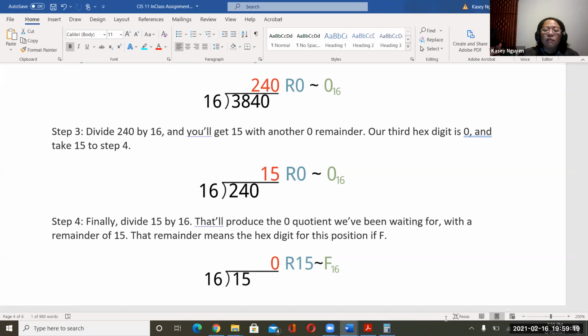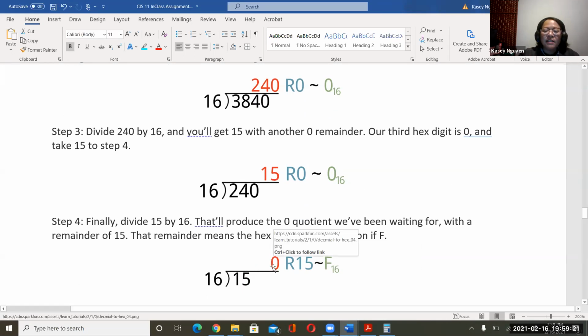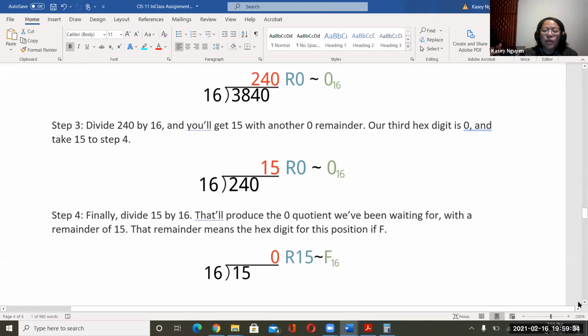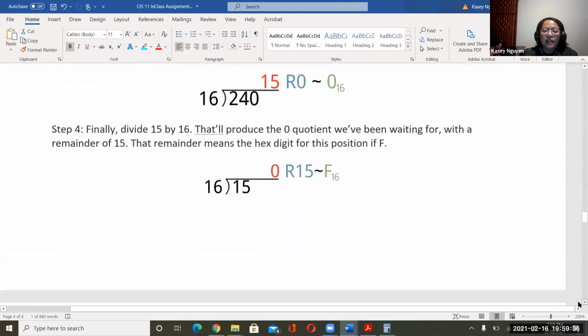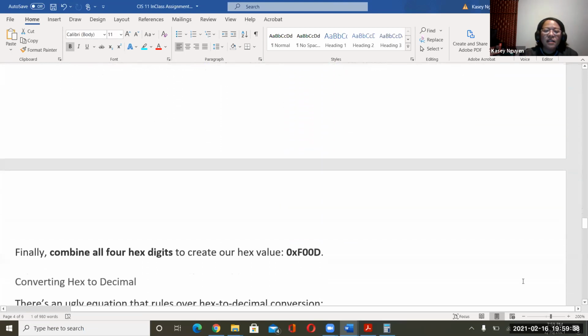So you would take 15 divided by 16, you would get 0 with 15 remainder, and 15 is equivalent to F. Remember, we're going from decimal to hexadecimal. So the way you write it, the output of this is going to be 0x, because it's a hex, right? F00D, going from bottom up, left to right.